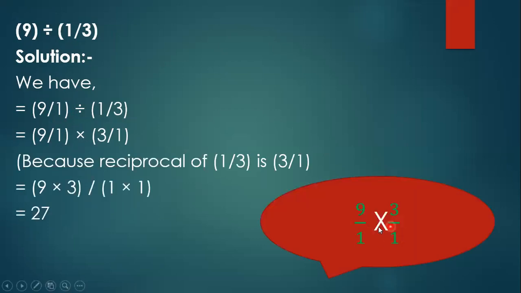Now see, we have 9 by 1 multiplied by 3 by 1. Don't think of cancelling this 3 with this 9. This can't be done. Okay, what can we do? We can multiply 9 multiplied by 3. We will get 27. Why can't we cancel out 9 and 3, children? It's simple because they both are on the same side.